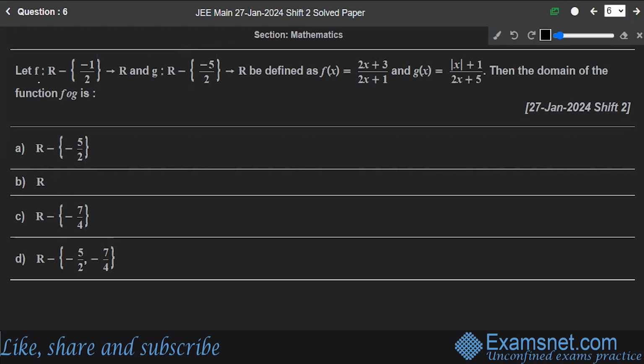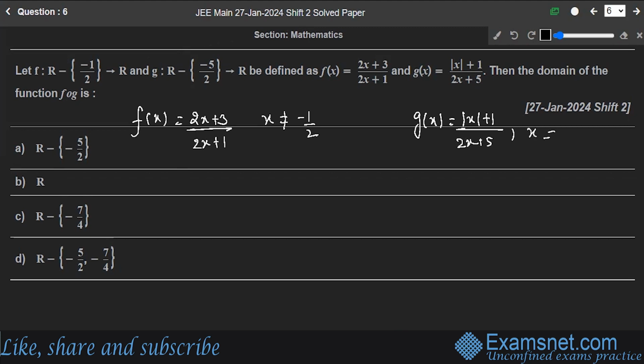Let f be the function which has all the real numbers except minus 1 by 2 and g has all the real numbers except minus 5 by 2, defined as fx as this and gx as this. Then the domain of f of g is. All right, let's write down. You have the two functions. First, fx is this function for all x except minus 1 by 2, and gx is this function mod x plus 1 to x plus 5 for all x except minus 5 by 2.